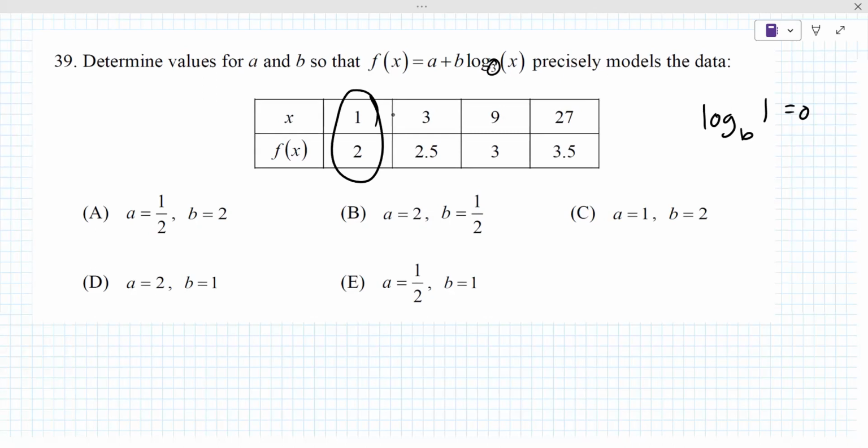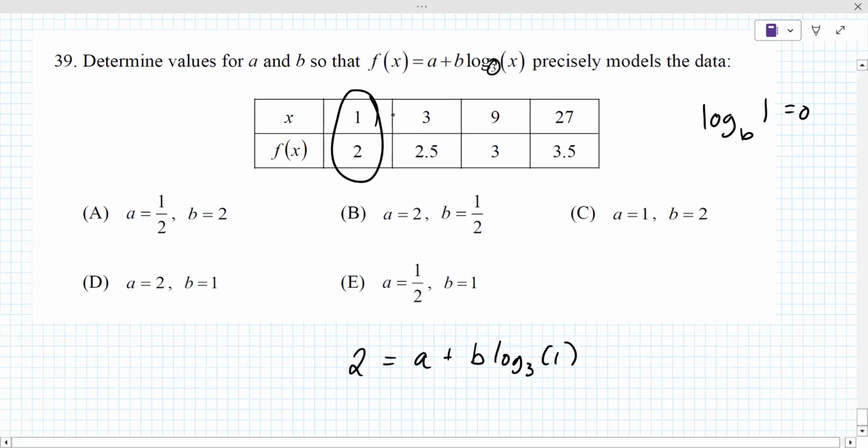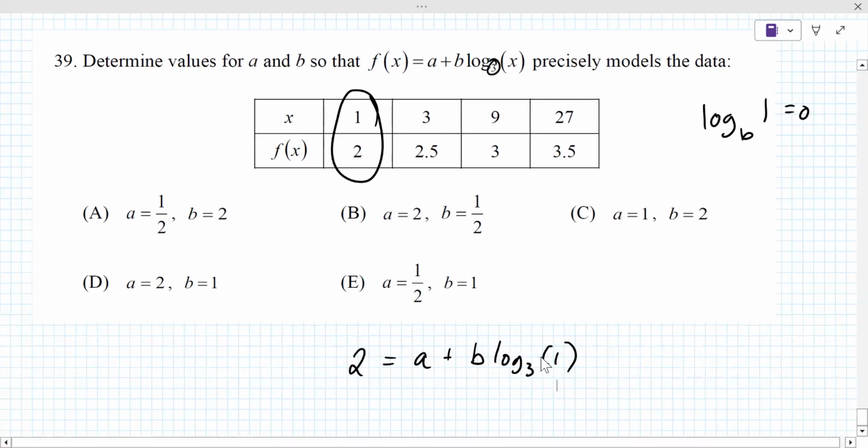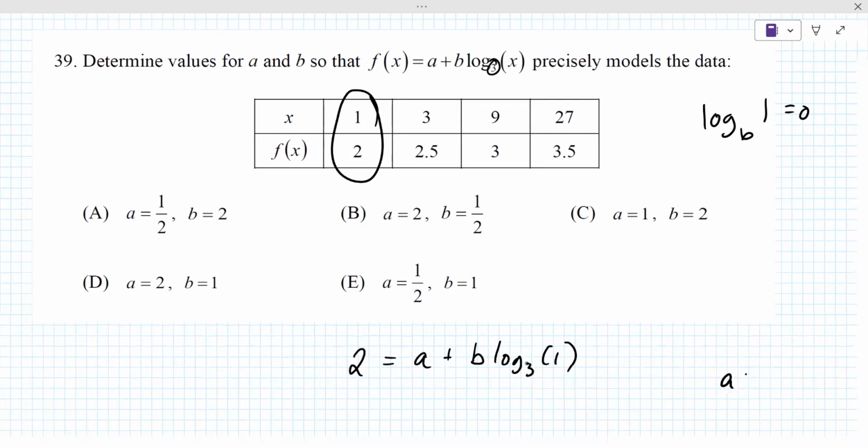Okay, so what that means is 2 equals A plus B log base 3 of 1. So just like with the exponentials, you're substituting it in. Log base 3 of 1 is 0. B times 0 is 0. So A equals 2.